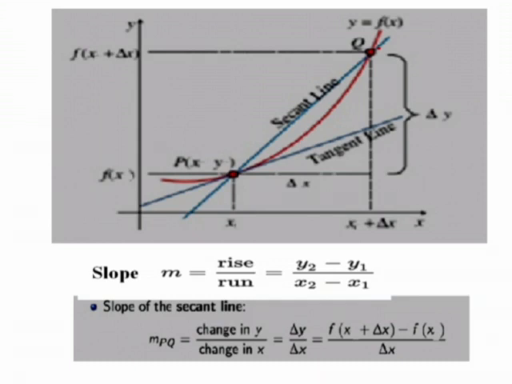What is the slope of the secant line formula? From the figure, the secant line PQ. So the point P is x comma f of x, Q is x plus delta x comma f of x plus delta x. Slope tan theta equal to opposite side by adjacent side, change in y by change in x, that is delta y by delta x. Therefore, the slope of the secant line PQ, delta y by delta x, must be equal to f of x plus delta x minus f of x by delta x.